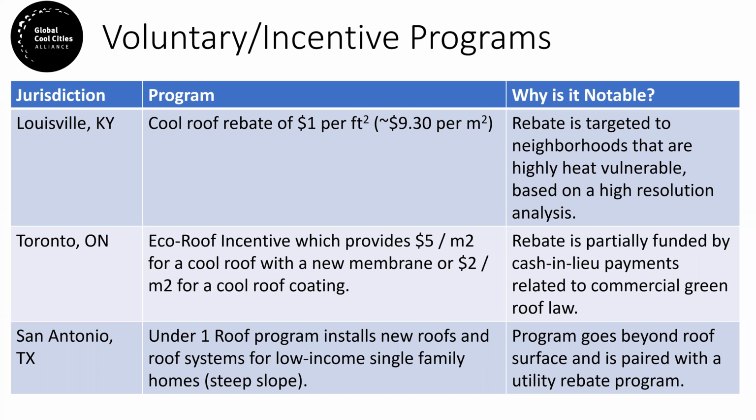And the San Antonio example is interesting because it goes beyond the roof surface and really is focused on producing a roof system that is manageable, but does so with a cool roof on low-income homes. And it's paired with a utility rebate to help. What we're finding out here, at least in San Antonio with steep slope roofs, is attic temperatures reduced by 13 degrees centigrade, and in some cases, energy bills being reduced by up to $1,300 per year, which is a substantial amount in a low-income household.